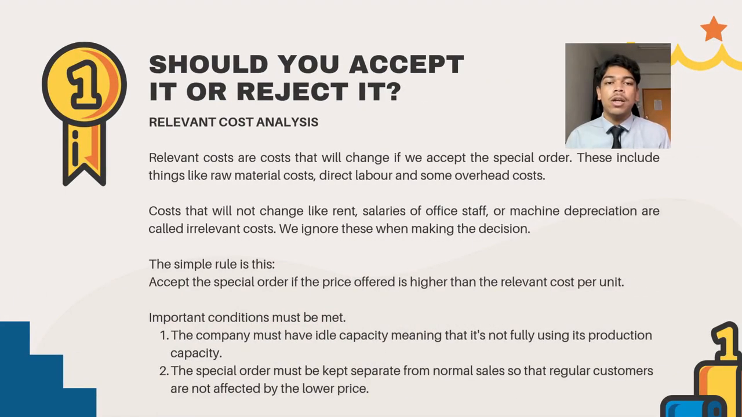To answer that question, we use something called relevant cost analysis. Relevant costs are costs that will change if we accept the special order. These include raw material costs, direct labor costs, and some overhead costs. Costs that will not change, like fixed rent, salaries of office staff, or machine depreciation, are called irrelevant costs. We ignore these when making the decision. The simple rule is: accept the special order if the price offered is higher than the relevant cost per unit.